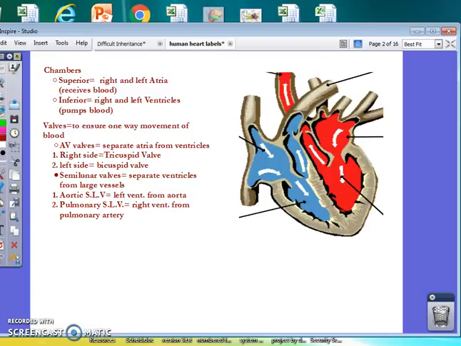Okay, ladies and gentlemen, we are going to take a look at the human heart. And I have a diagram here that will help us understand some of the different parts of the heart. The first thing I want to mention is that when you look at the heart, there are actually two different distinct sides to the heart.